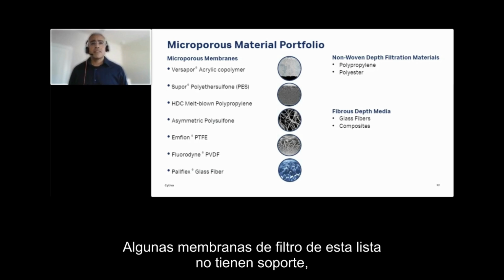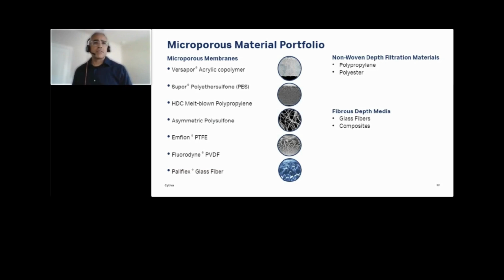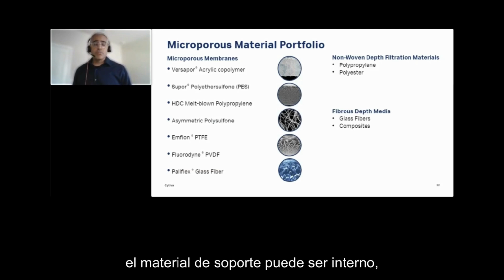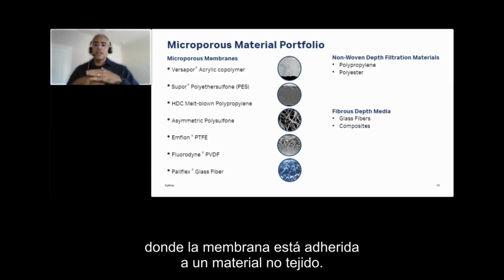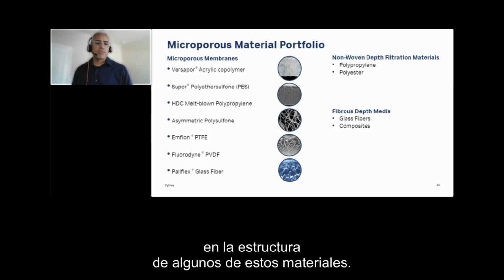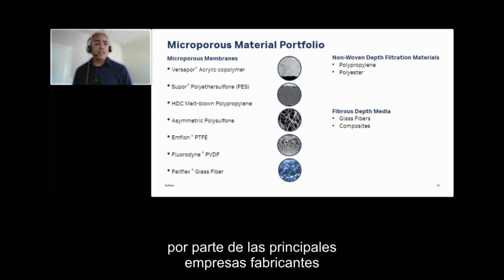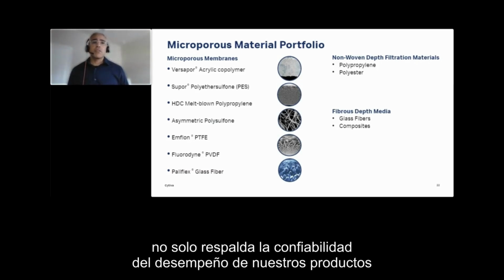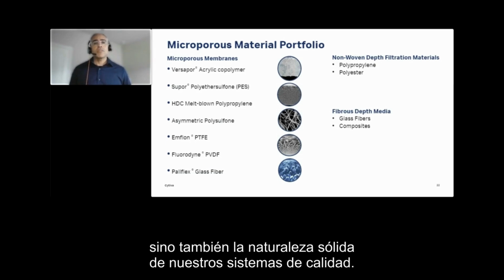Some filter membranes in this list are unsupported, while others have a support for increased mechanical strength and better handling characteristics, as required by different processing steps or equipment. Depending on the product type too, the support material may be internal, that is within the structure of the membrane, or external, as in a laminated product where the membrane is adhered to a nonwoven material. The images on this slide give you just a microscopic glimpse of physical differences found in the structure of some of these materials. And one last point is that the widespread use of our materials by leading medical device manufacturing companies around the world not only supports the reliability of our product's performance against our published certifications, but also the robust nature of our quality systems.